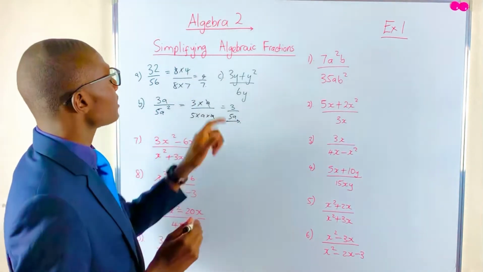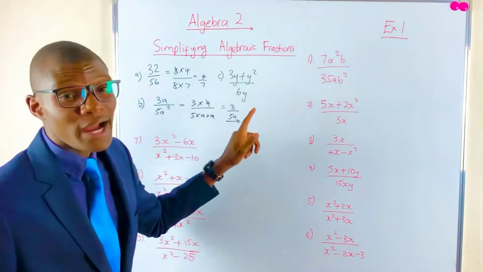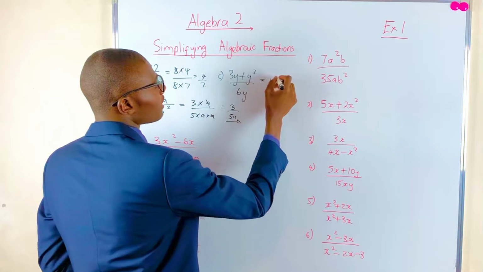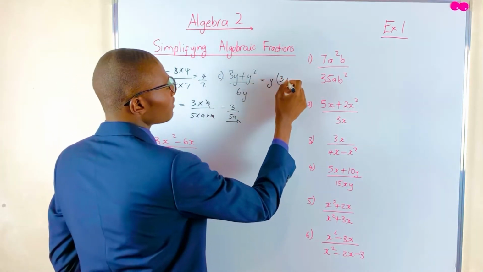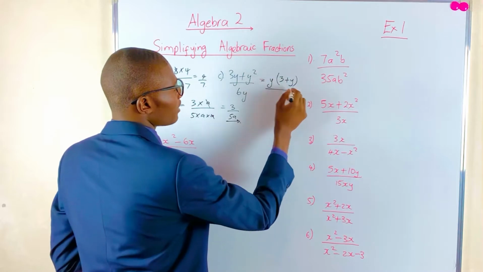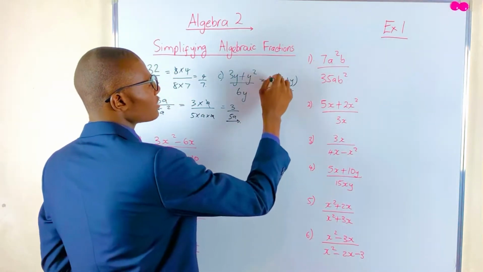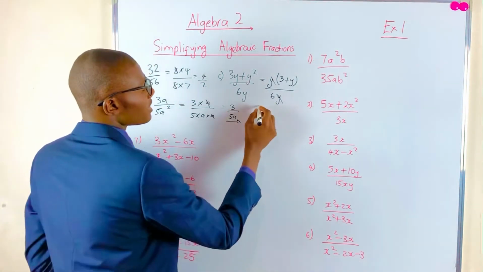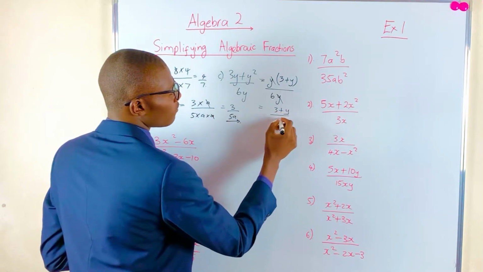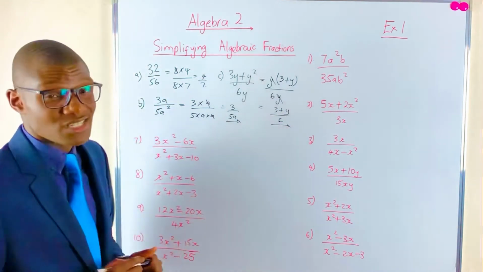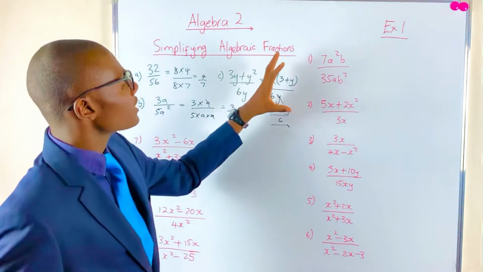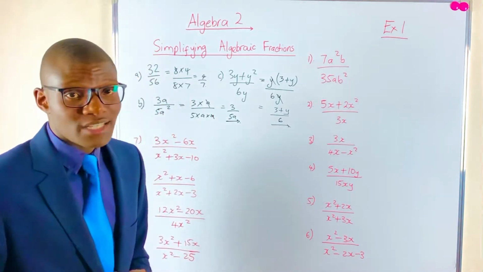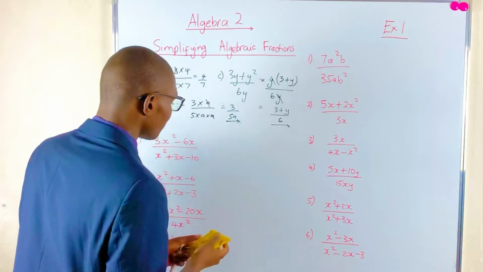Now to look at example C, it says 3y plus y squared over 6y. In the numerator, we can factor out y. Y into 3y, we get a 3, plus y into y squared, we get a y. Then over 6y, so the y in the denominator will cancel with the y in the numerator, such that the final answer that we want would be 3 plus y over 6. So this is the final result that we get. Now I'd like to look at these 10 questions that require us to simplify the algebraic fractions. So allow me to erase this part in black.